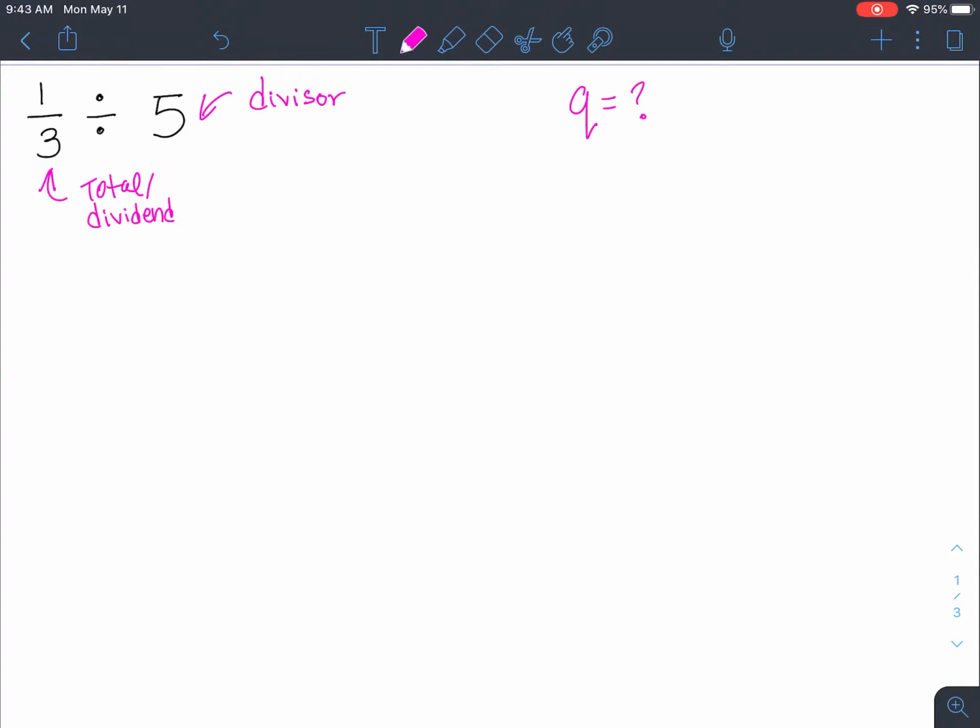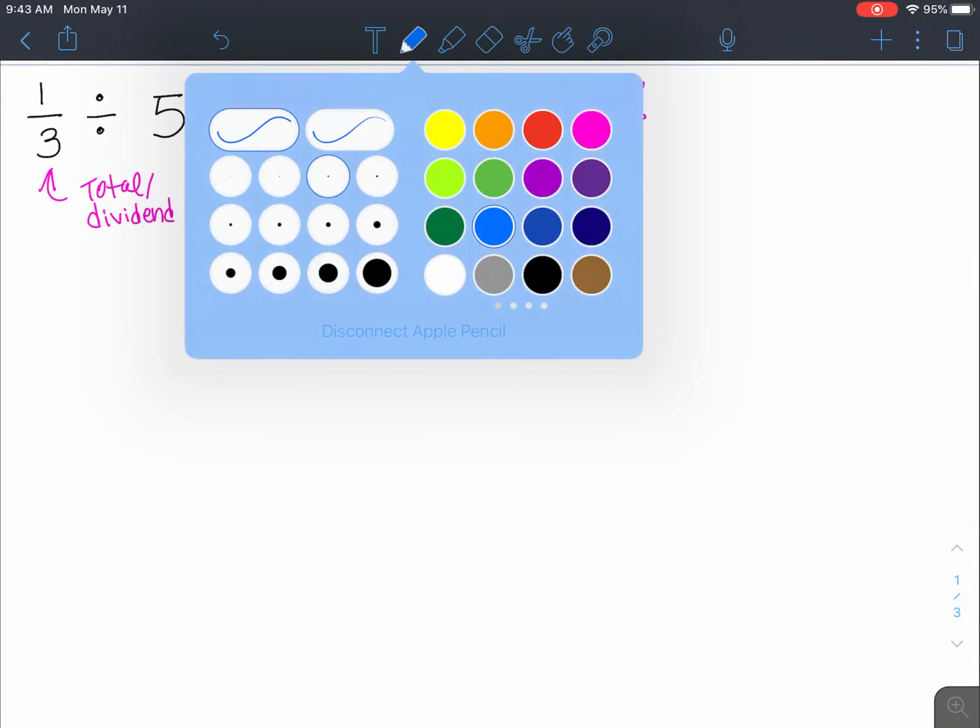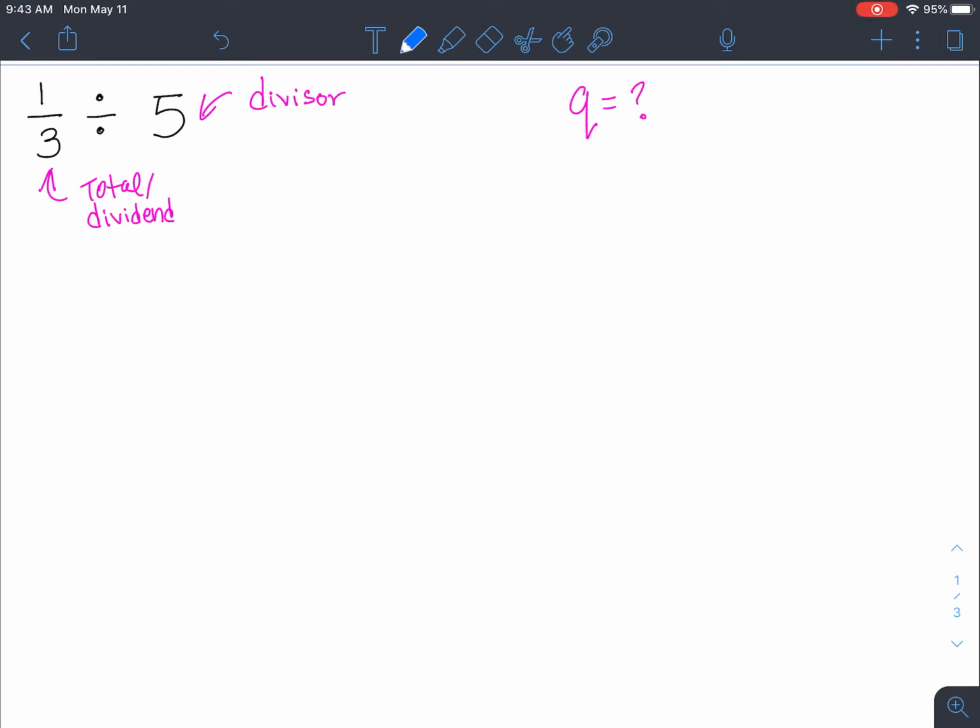Let's get started with our model to figure out how to do this problem. Again, I need to start with my total, and in this case, my total is 1/3. I know that 1/3 is smaller than 1 whole, so I'm only going to have one model for this problem, and I know that it will not be completely full. I'm going to show my 1/3 going vertically. That means up to down.